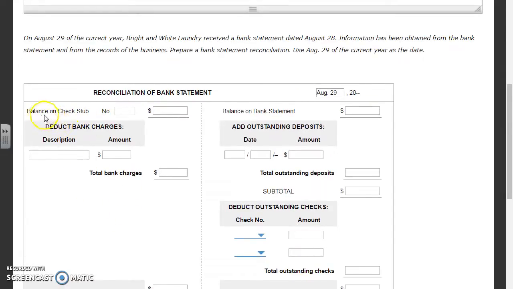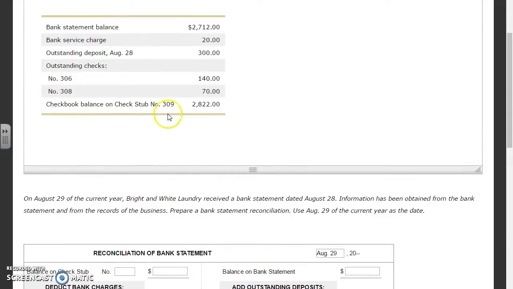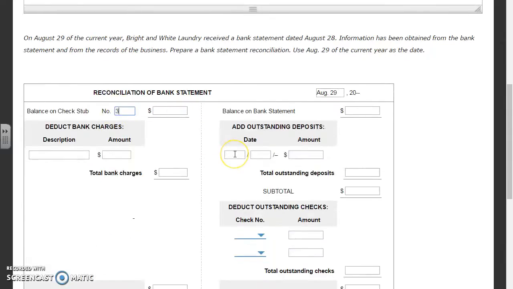So it first says balance on your latest check stub. So we're going to take a look up here, and it tells me that the balance on my latest check stub is check stub number 309, and that balance is 2822. So we're going to fill in check number 309, 2822.